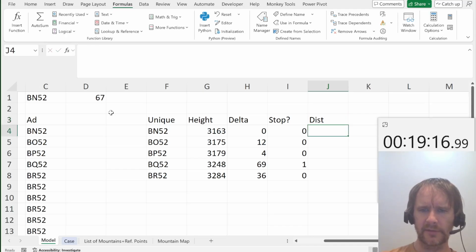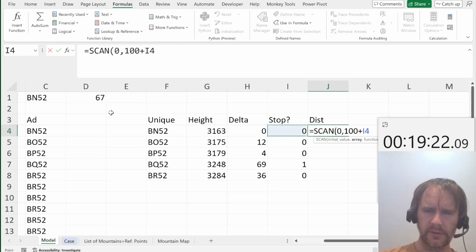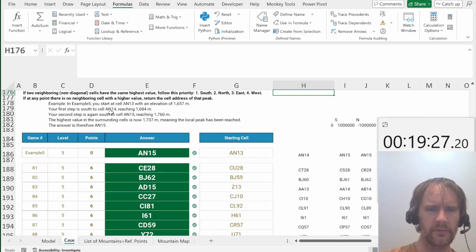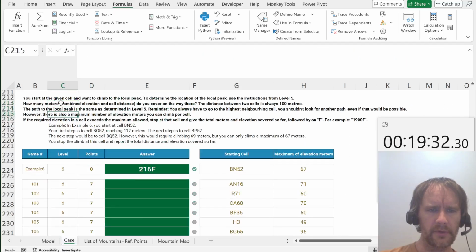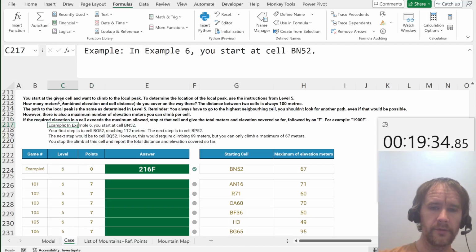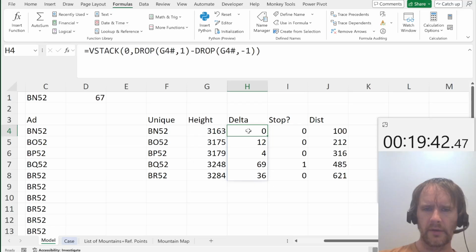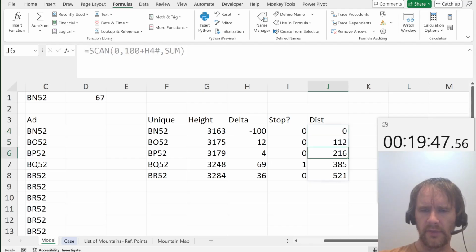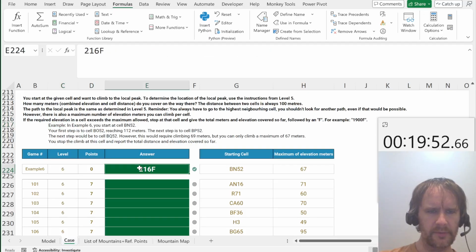So then dist VSCAN 0, 100 plus this sum. Doesn't look anything remotely like that. What? Sorry, oh, sorry, wrong one. Come down here. Okay, 216. That is better. All right, so it's not 100 on the first one. Blah. Okay, so I guess we'll just VSTACK this with minus 100. Yeah, kind of. I really wish there was also an example of the other one, but never mind.